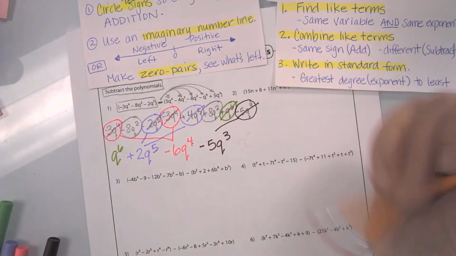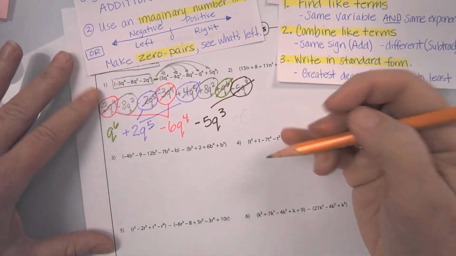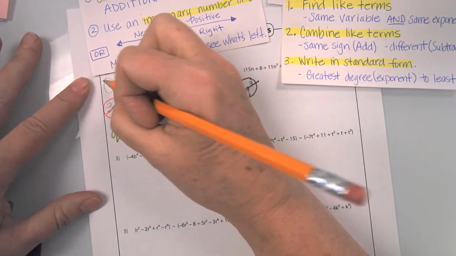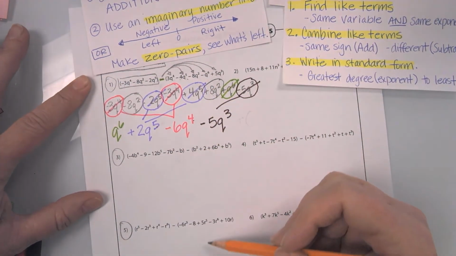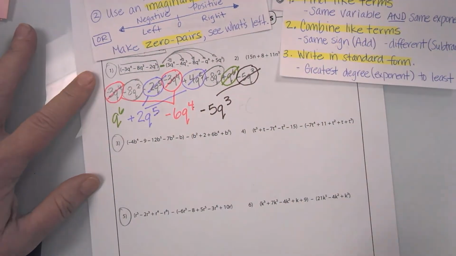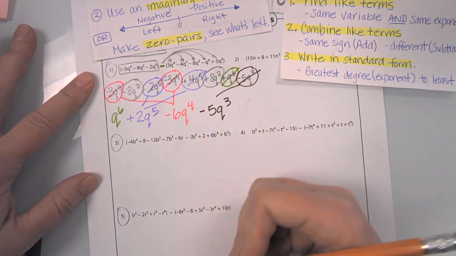Now, I do notice that some of these are kind of long. I am actually going to have you, as you're watching the video, just do 1, 3, 5, and 7. If you get 1, 3, 5, and 7 correct, then you don't need to do the evens. So take your time and do them well.